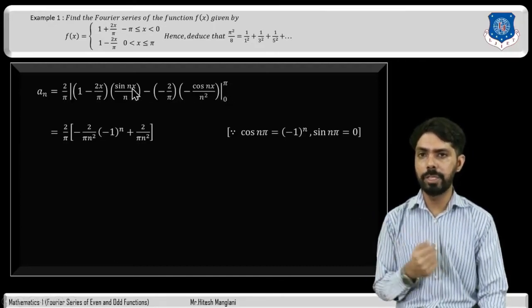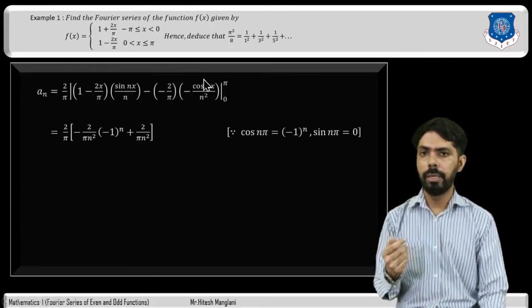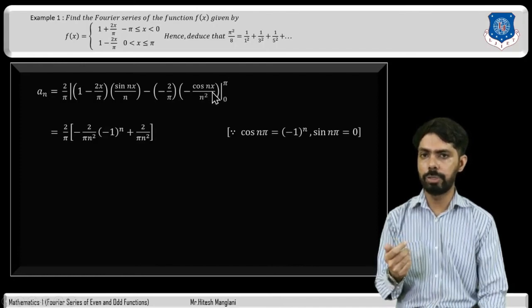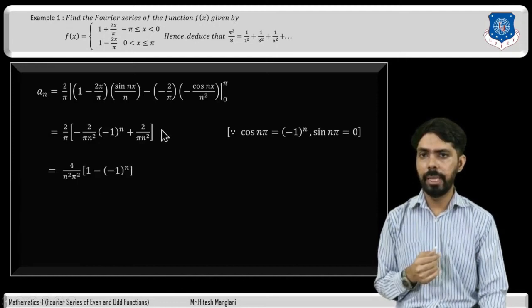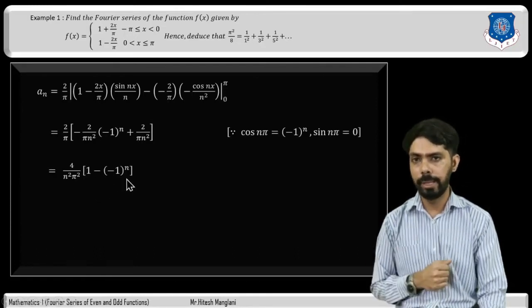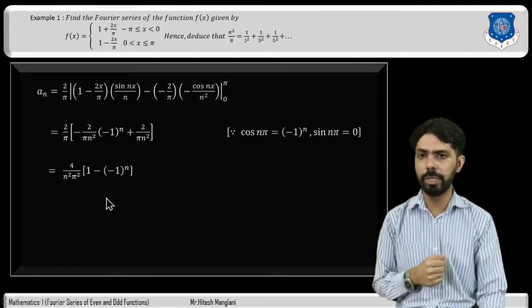Then we will replace x by 0. So the value of sin 0 is 0. So no need to write down this term. Then here if we replace x by 0, then the value of cos 0 is 1. And here we are applying the lower limit. So here there are 3 minus signs, but 1 negative sign will be of the lower limit, so it will be positive. So 2 divided by pi n square. So if we simplify this result, then it will be 4 divided by n square pi square in bracket 1 minus minus 1 raised to n. So this is the answer of an. Now as we have to find the Fourier series.